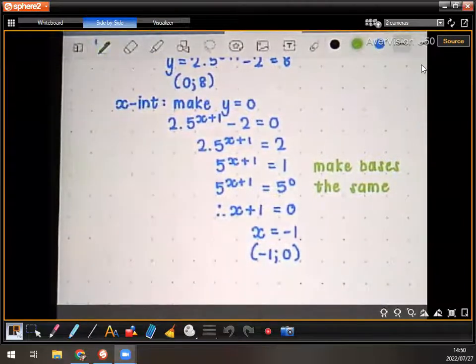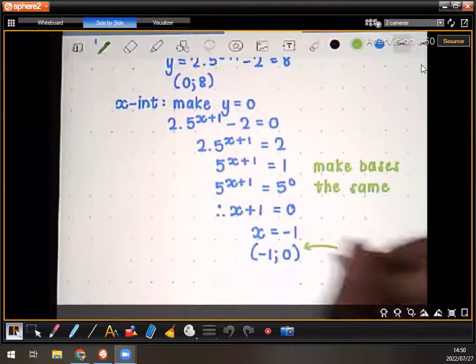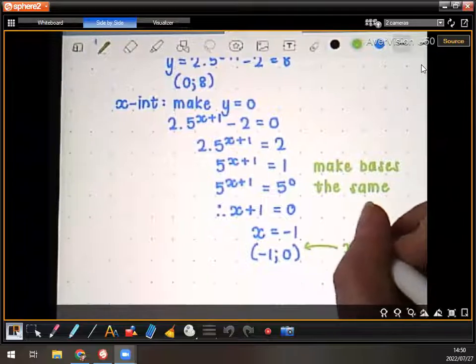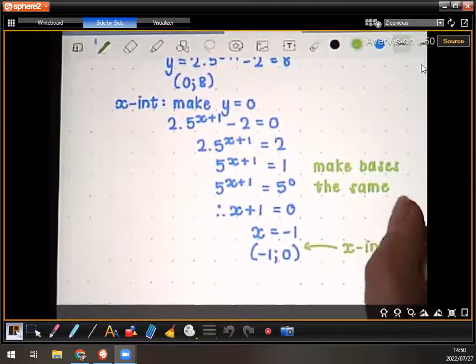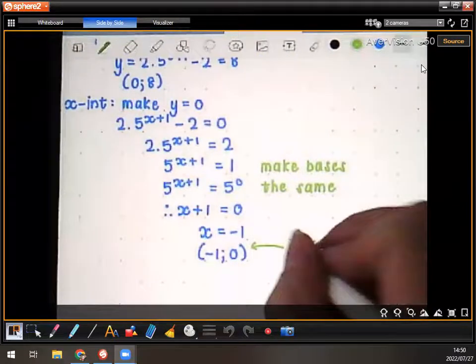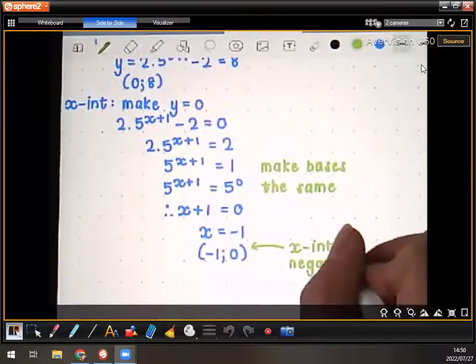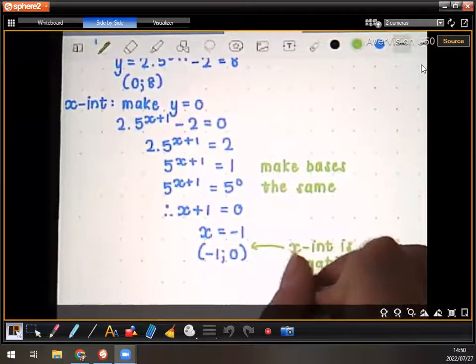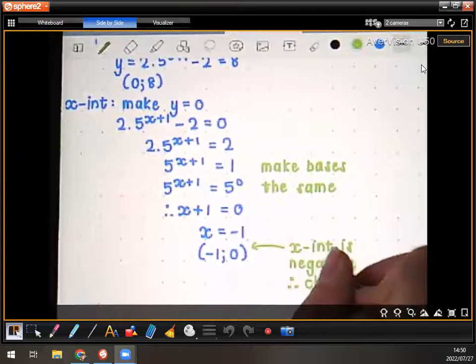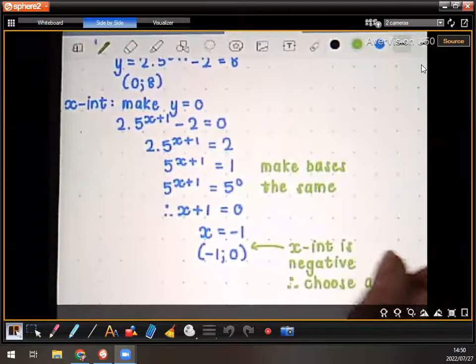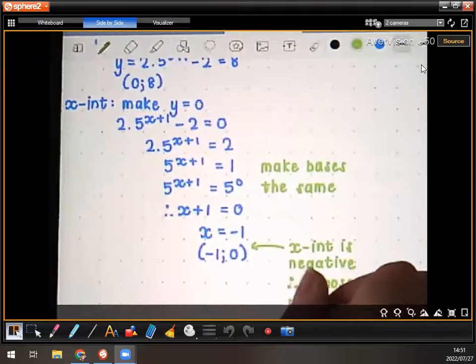Okay, so let's write that down. So I'm going to say here, x-intercept is negative, therefore choose a positive x value.